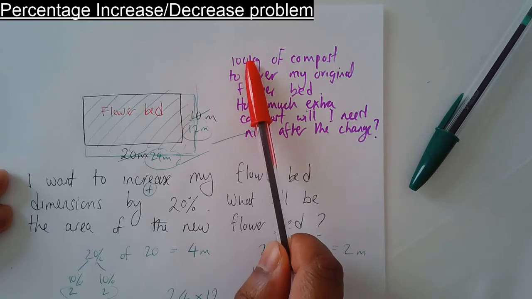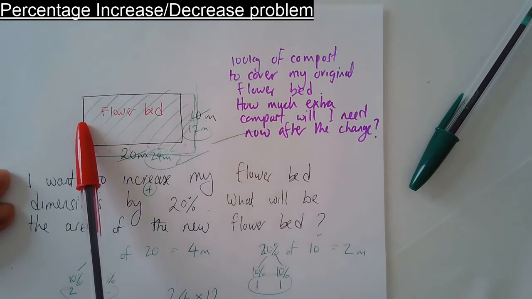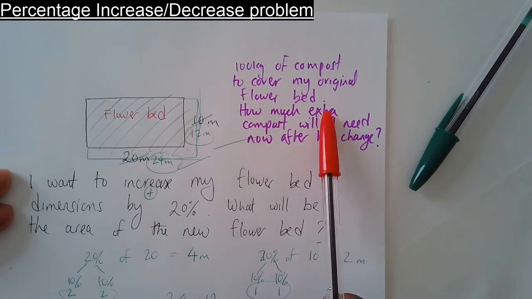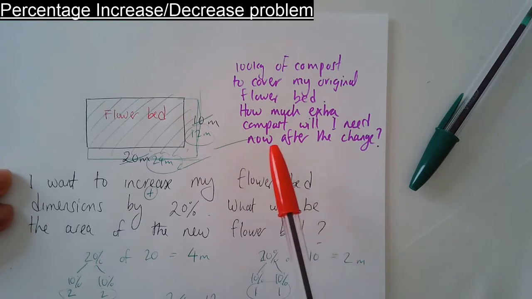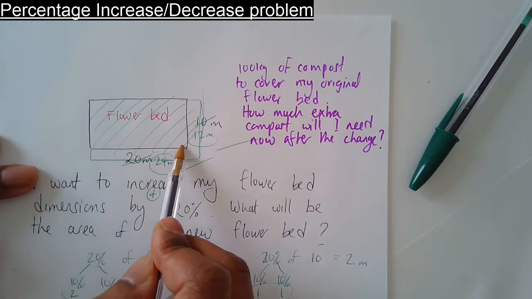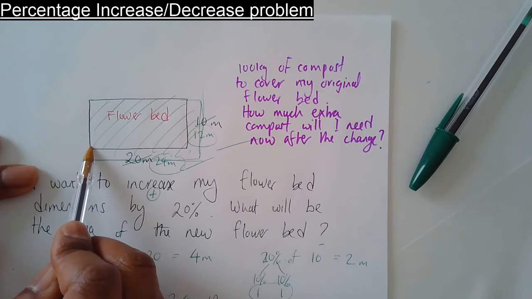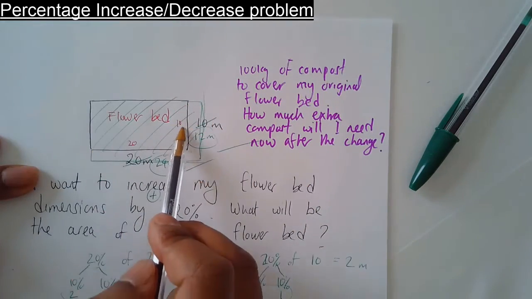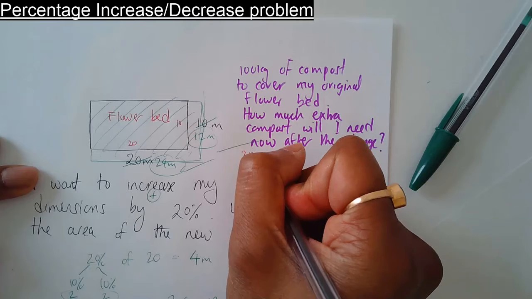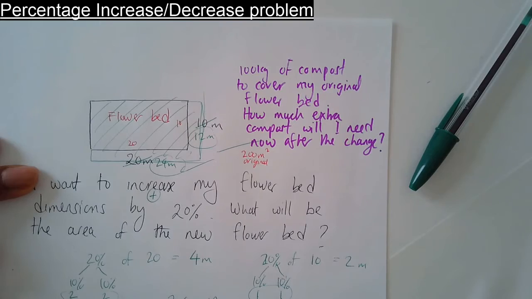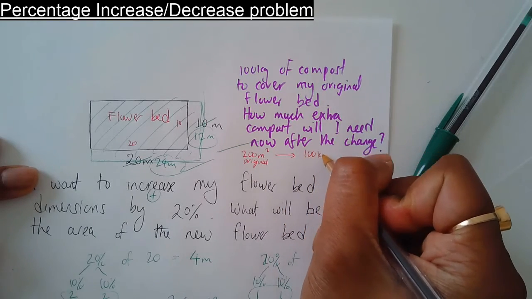I used to use 100 kg of compost to cover my original flower bed. That's the original size. How much extra compost will I need now after this change? So after I've made the flower bed bigger, first of all, work out the area of the original flower bed. Originally it was 20 meters by 10. So the area was 20 times 10, 200 meters squared. That's the original size of the flower bed, and I needed 100 kg to cover that according to the question here.